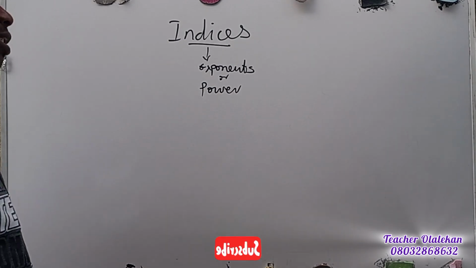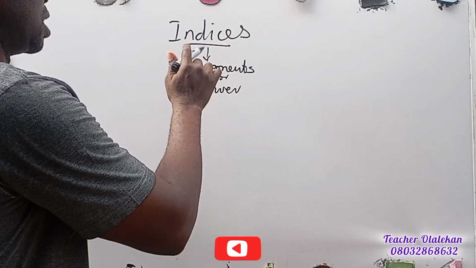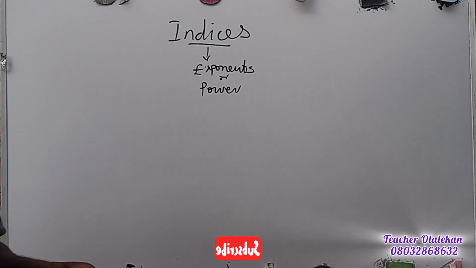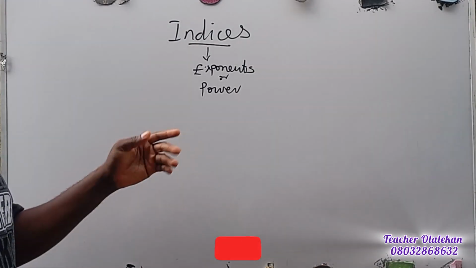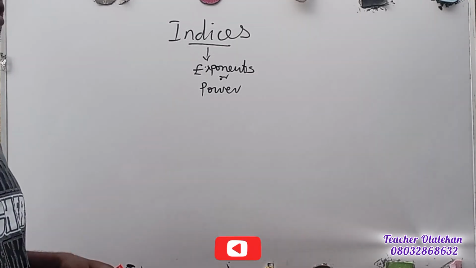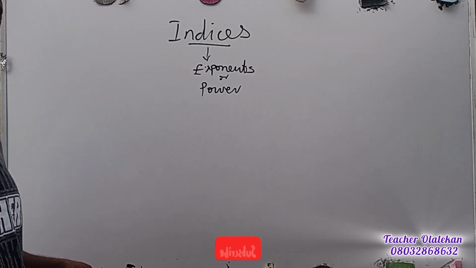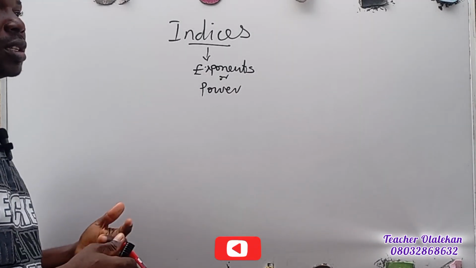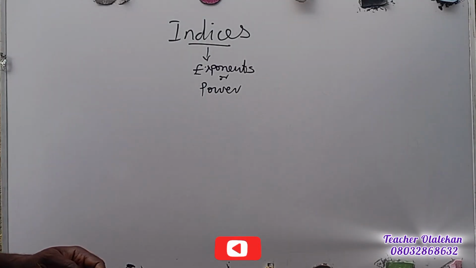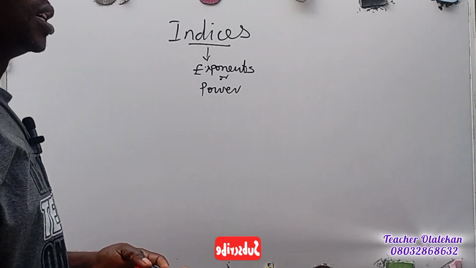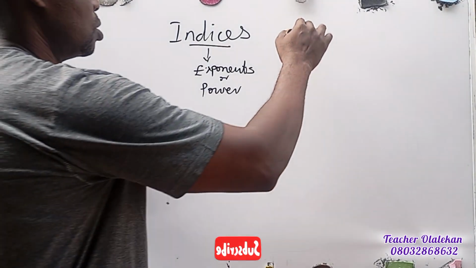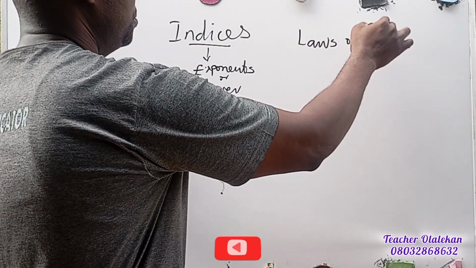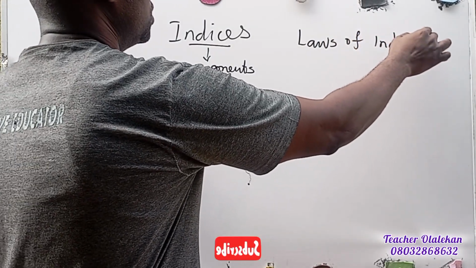And do not forget that in other subjects, like standard form, we do have indices there too. So we use the knowledge of indices in standard form. We use the knowledge of indices even in surds and also in logarithm. So the laws of indices are the same with the laws of logarithm. So now let's look at the laws of indices. What are the laws of indices?